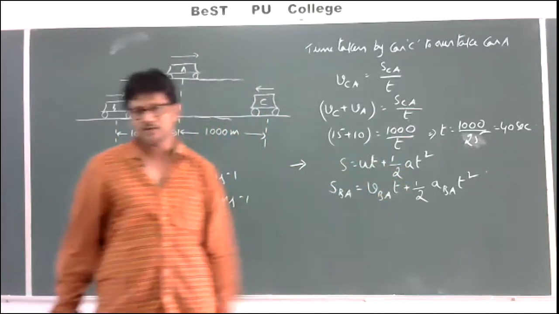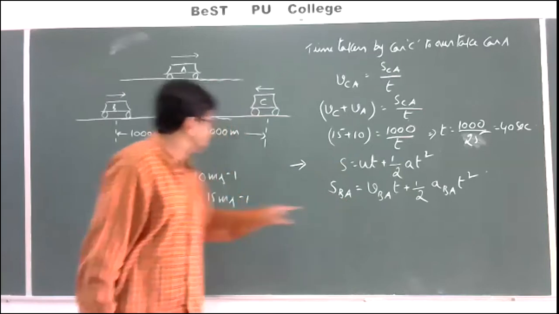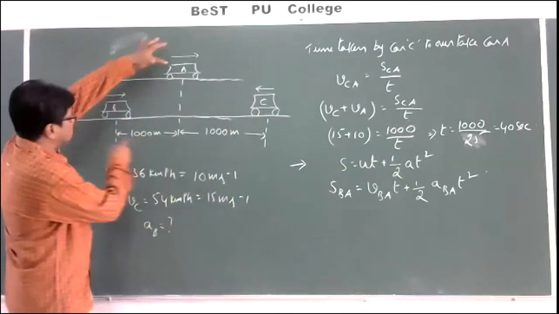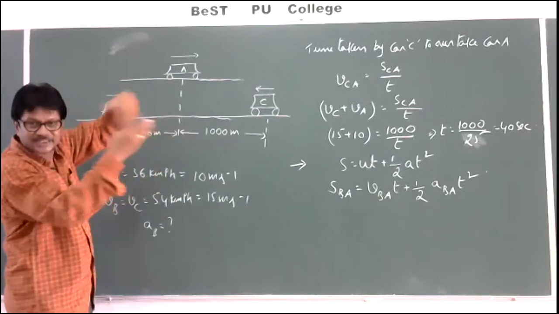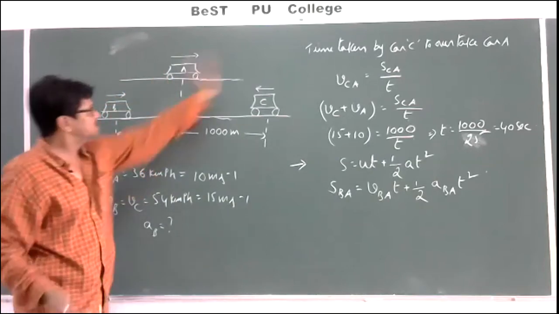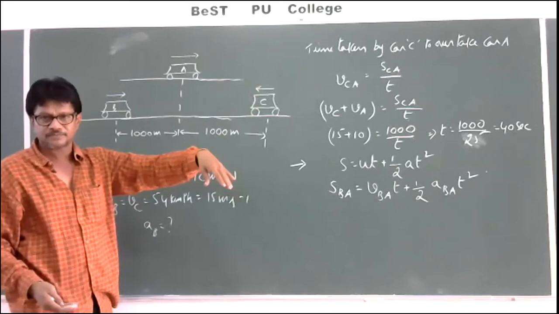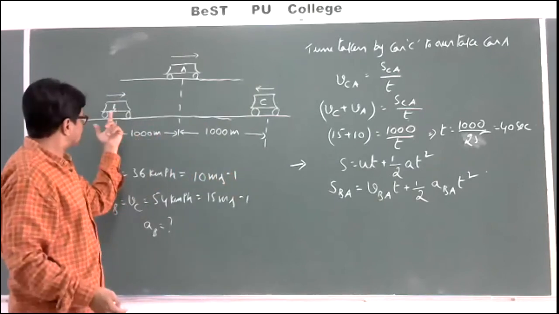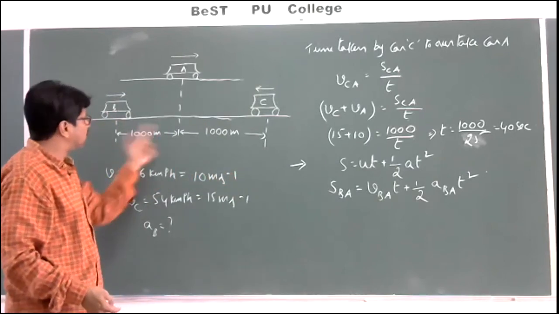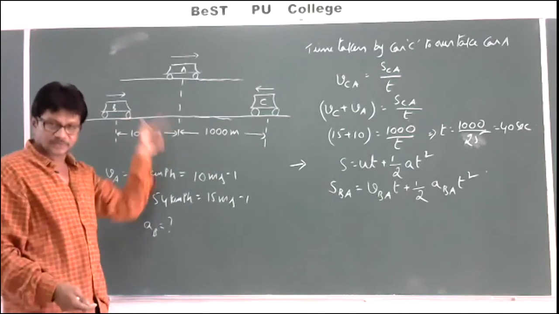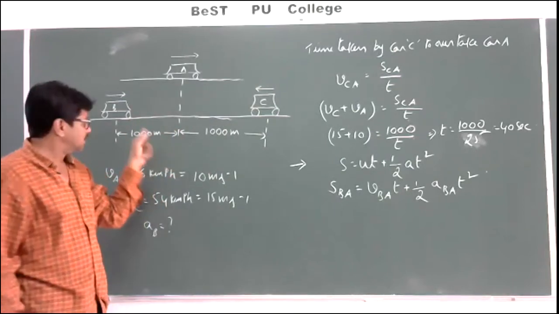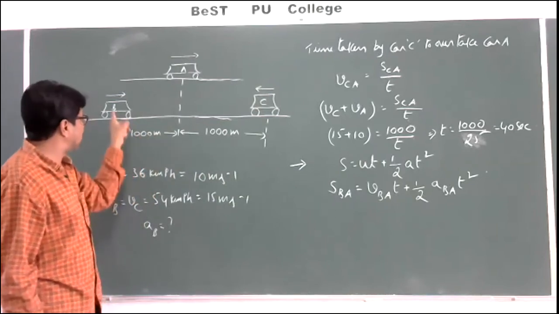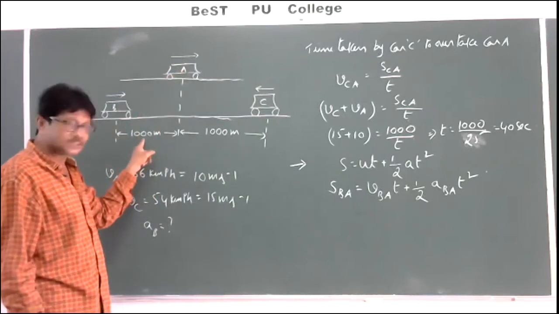So we can do it like this. What is the relative distance? Both together are traveling 1000 meters. That is the relative excess distance. One is in motion, the other is also in motion. But how much more distance does car B have to travel? 1000 meters. That's what we discussed in the previous problem also. The additional distance traveled by car B with respect to car A is 1000 meters.